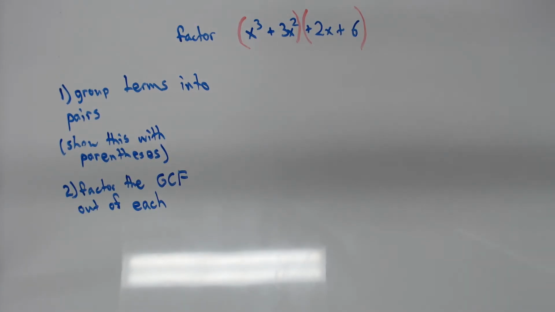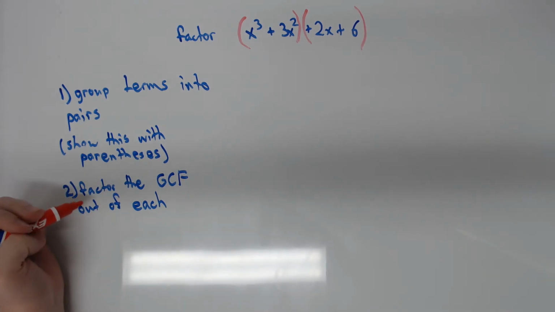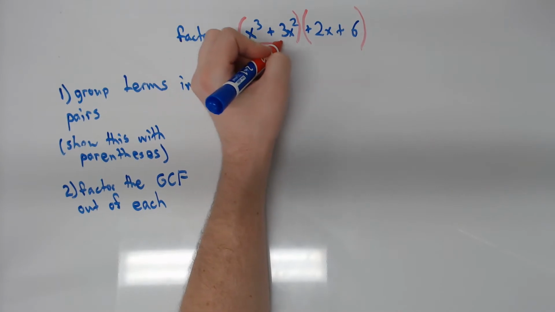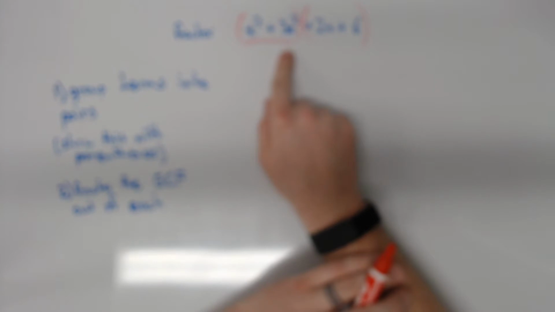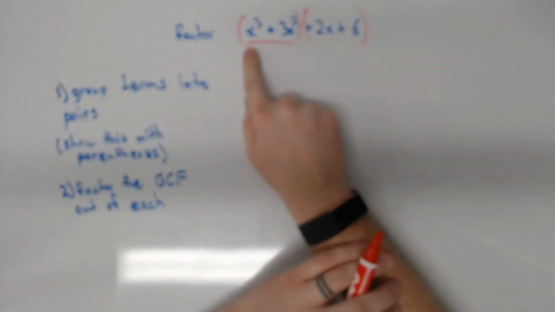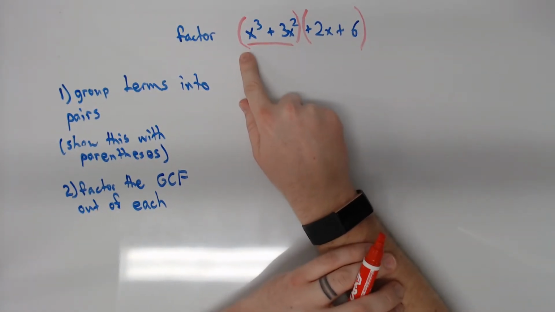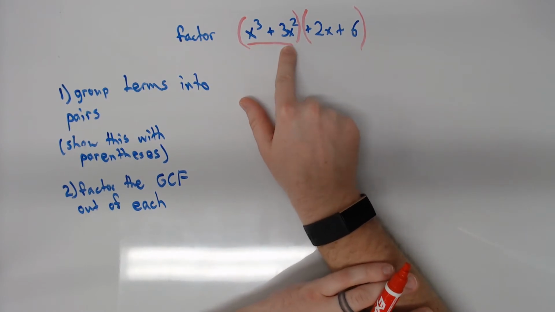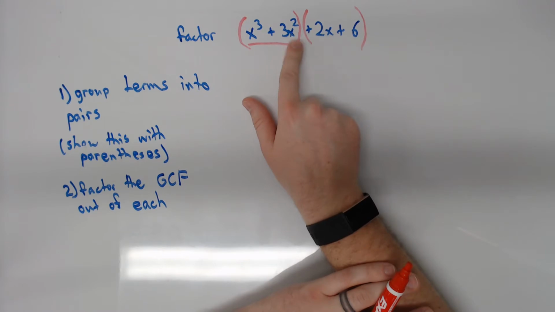Step 2 now is to factor the greatest common factor out of each binomial. So if I look up here, what's the greatest common factor in this parentheses? Well, the number in front of x cubed is a 1. I can't divide anything out of 1, so there's no number part to divide. But this one has 3 x's and this one has 2 x's. I can take 2 x's out.